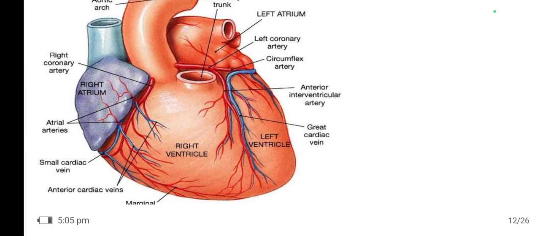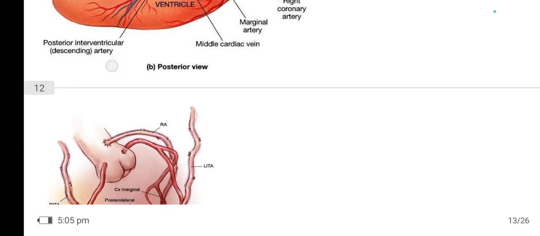This is the pictures, just you can have a look. Anterior view, posterior view.